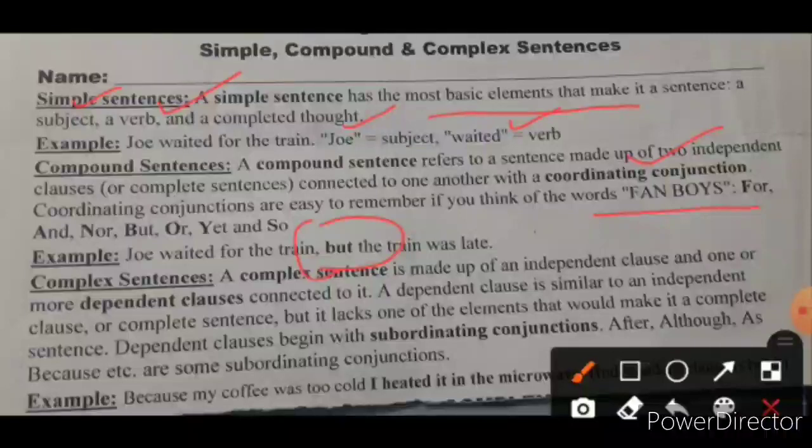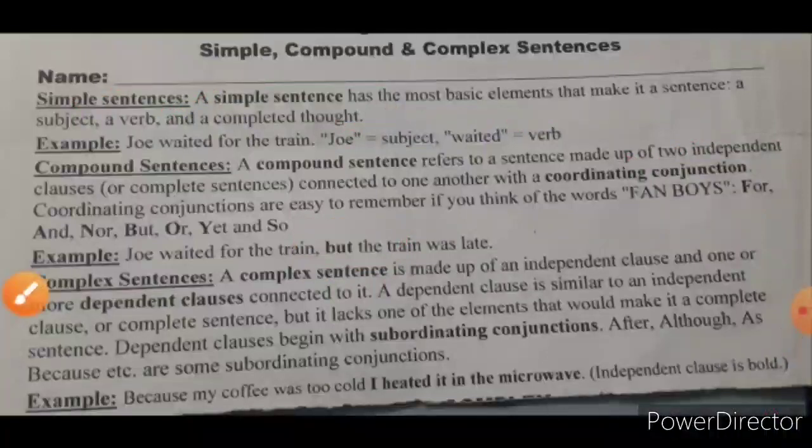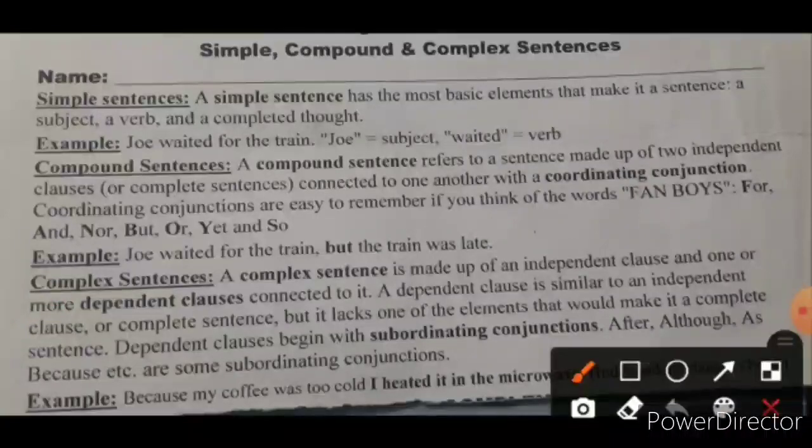Now we move further to our complex sentence. And what is a complex sentence? A complex sentence is made up of an independent clause and one or more dependent clauses connected to it. A dependent clause is similar to an independent clause or a complete sentence, but it lacks one of the elements that would make it a complete sentence.